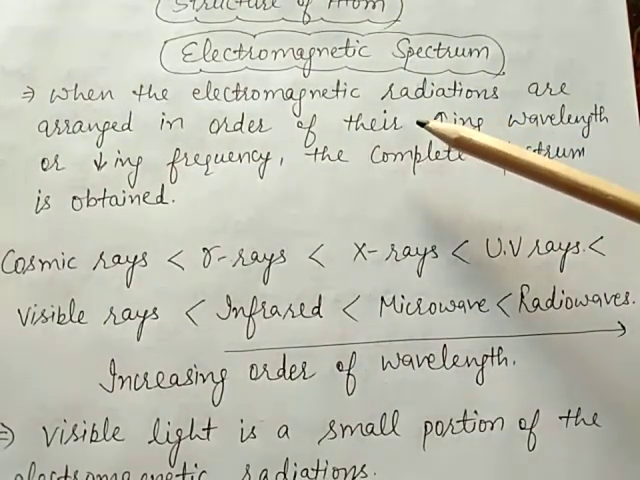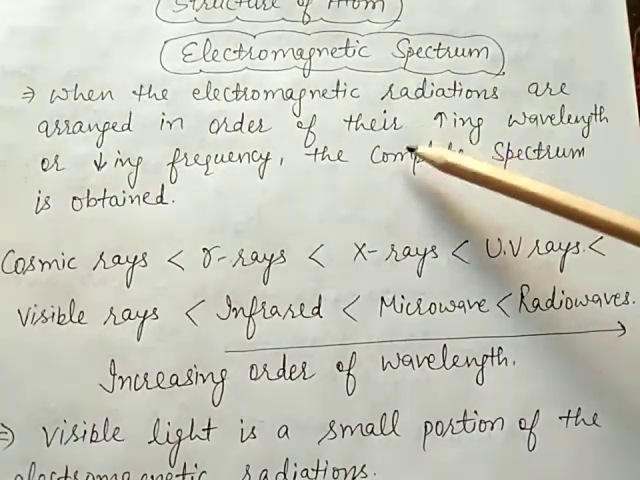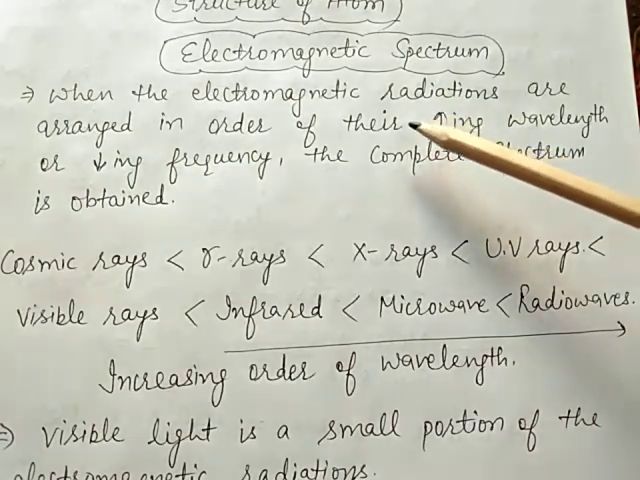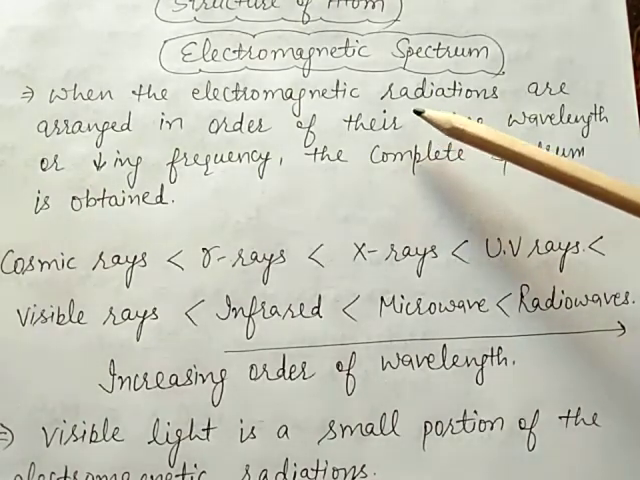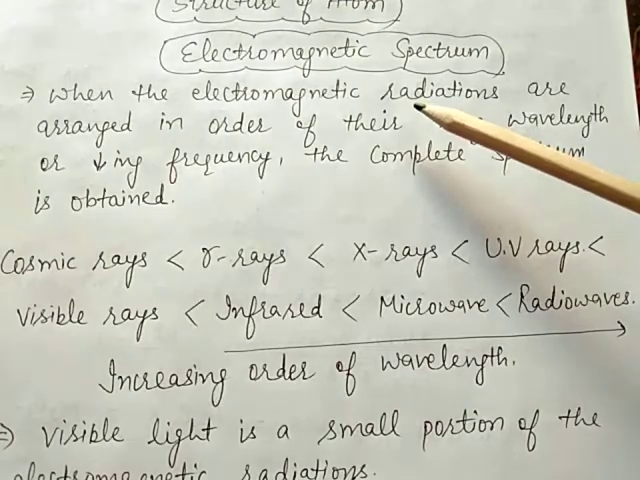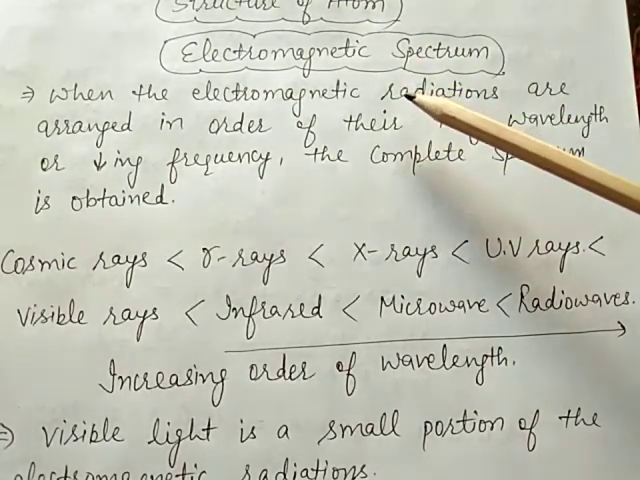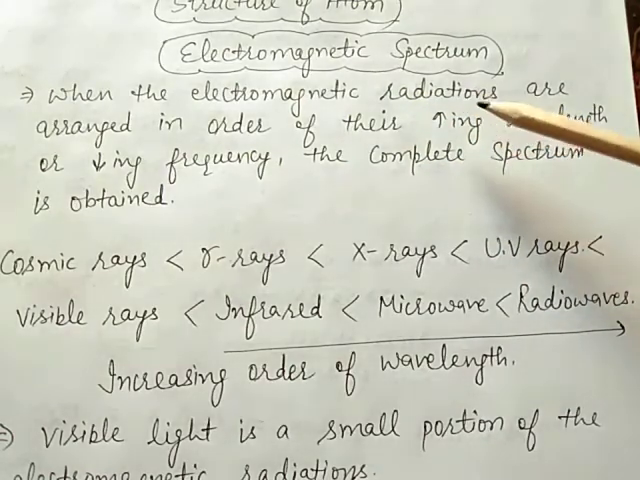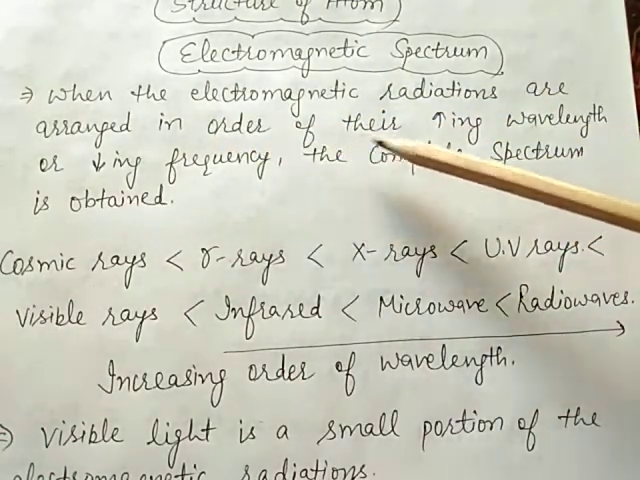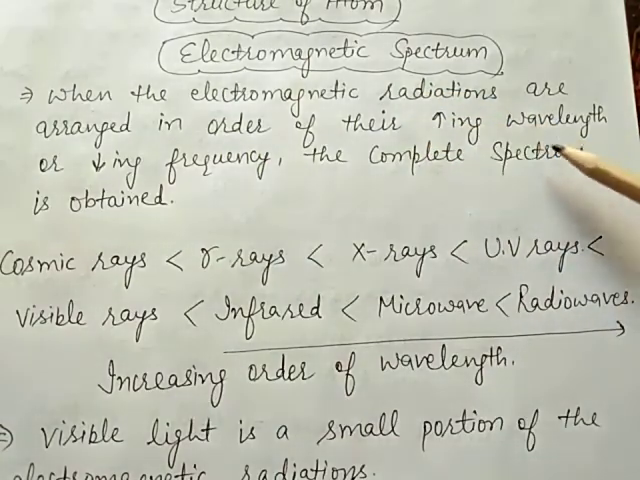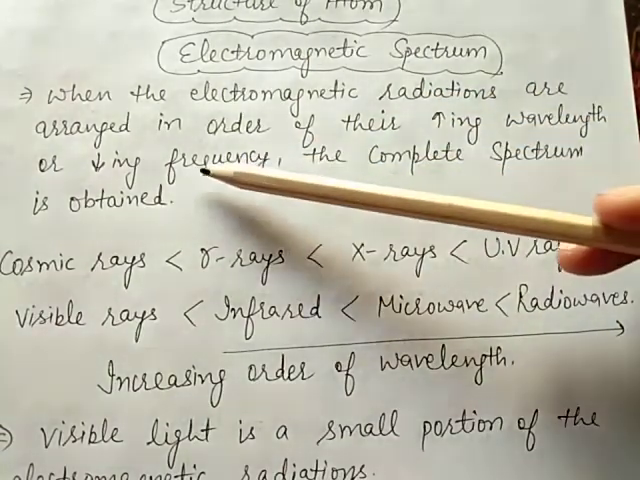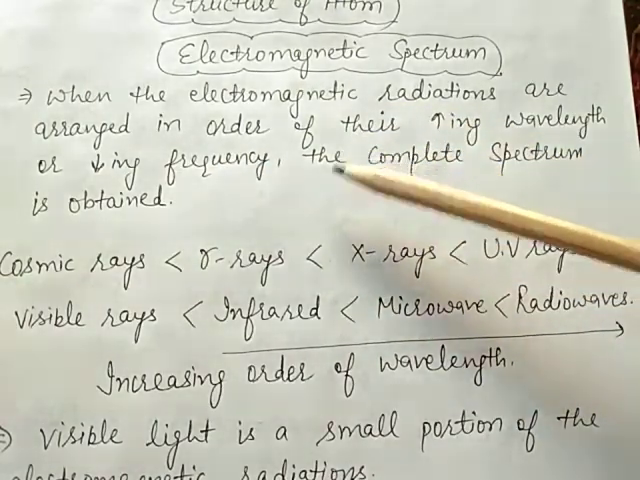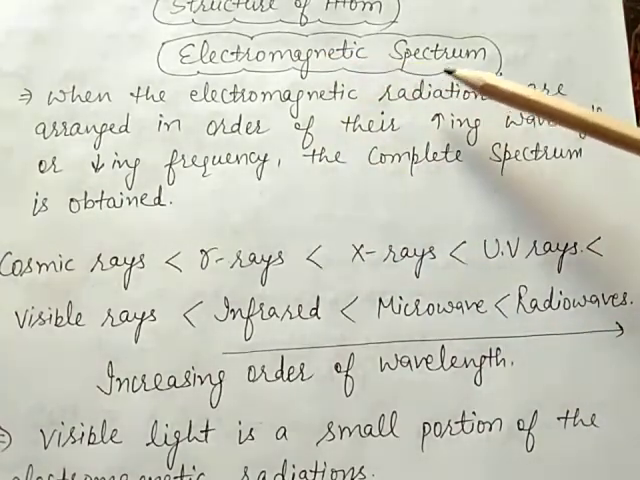Electromagnetic radiation means when electrically charged particles move under acceleration, then alternating electrical and magnetic fields are generated and transmitted in the form of waves. These waves are called electromagnetic waves or electromagnetic radiations. These are arranged in the increasing order of their wavelength and decreasing order of frequency. So the complete spectrum is obtained.